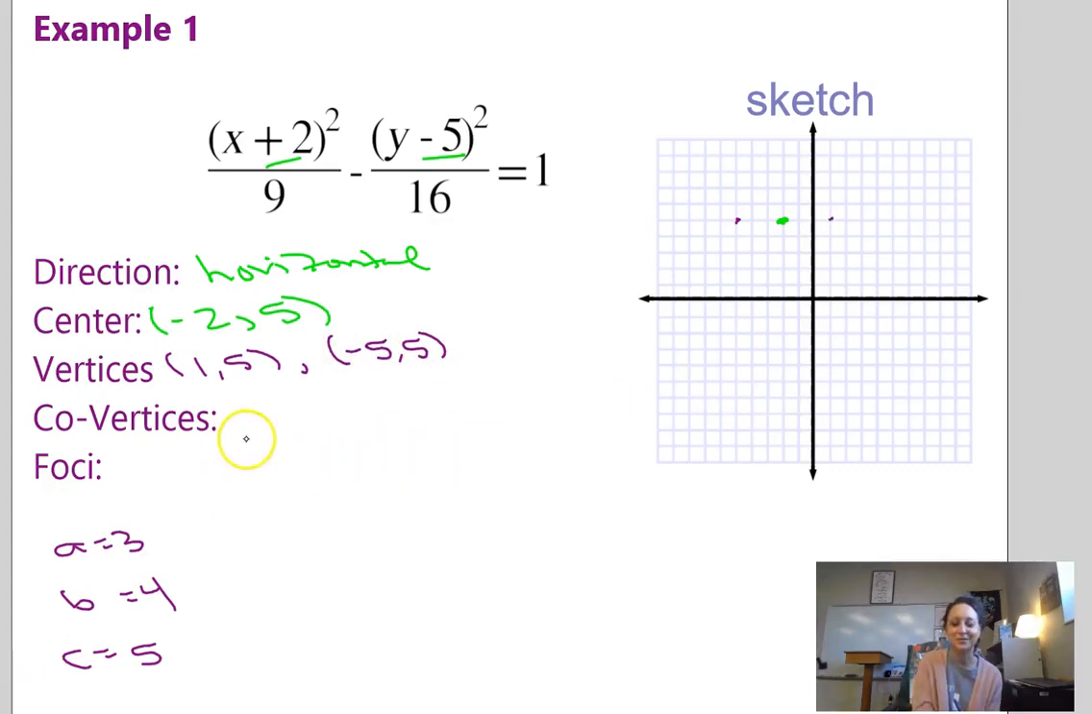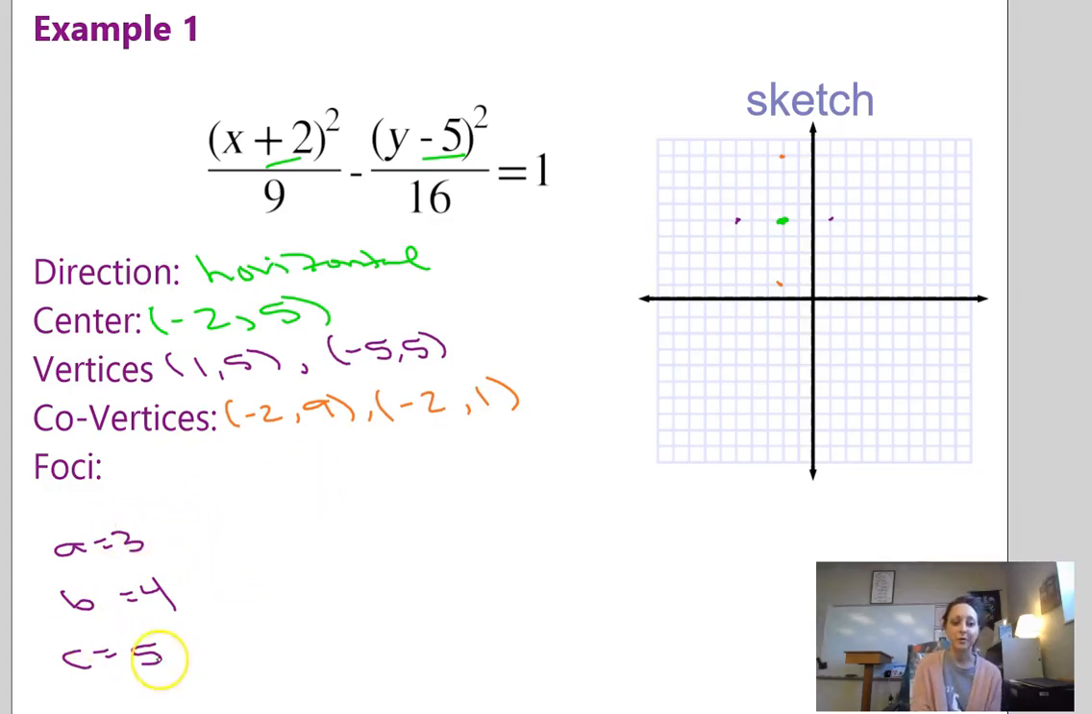Let's do the same thing with the co-vertices. So now I'm going to use my b value. And my b value is 4, so I'm going to go up 4 from the green dot. So 1, 2, 3, 4. There we go. And down 4. 1, 2, 3, 4. Right about there. Okay, so if we want to do this more algebraically, take your center and add and subtract 4 to the y value here. Okay, so keep your x. Adding 4 would give me 9. Again, keep your x, subtracting 4 from the y value would give me 1 there.